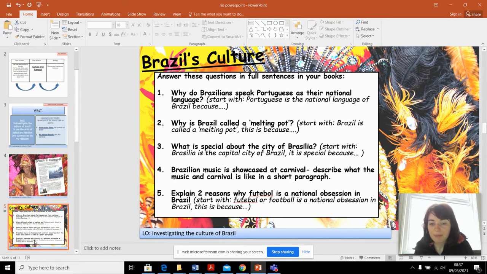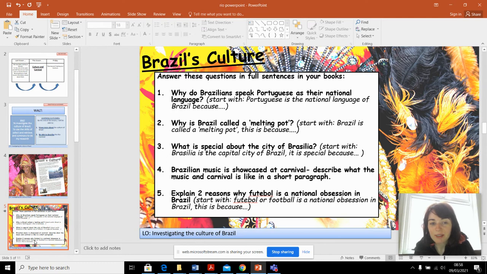So the brochure has got to be not for adults, but for somebody of your age. And you're going to need all this information in the brochure. So you're going to start with these 5 questions, and then there's quite a few others on the sheet for you to answer so that you find out as much as you can about the country of Brazil.